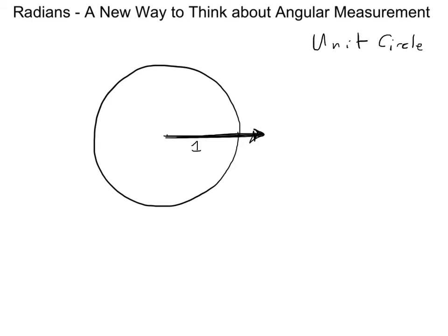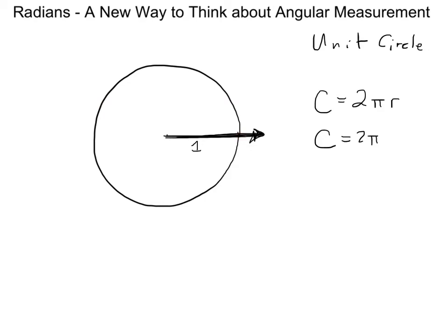And you're going to hear a lot about this unit circle over the next several days. So this unit circle has a radius of 1. With that in mind, what's the circumference of this circle? Well, hopefully you guys remember that the circumference of a circle is 2 pi times the radius. So the circumference of this circle is 2 pi. In other words, the distance all the way around this circle is 2 pi, right?